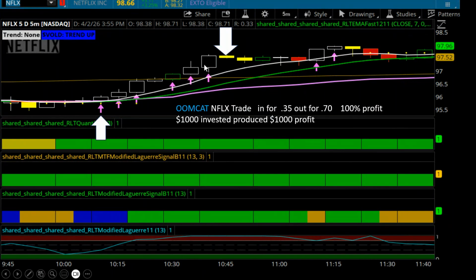Everything was in sync here. The VWAP was where we wanted it to be. The 8 was above the 15. The market was green. The indicators were green down here. There was a green day on the market. I was trading bullish in a bullish market. That's what you want.